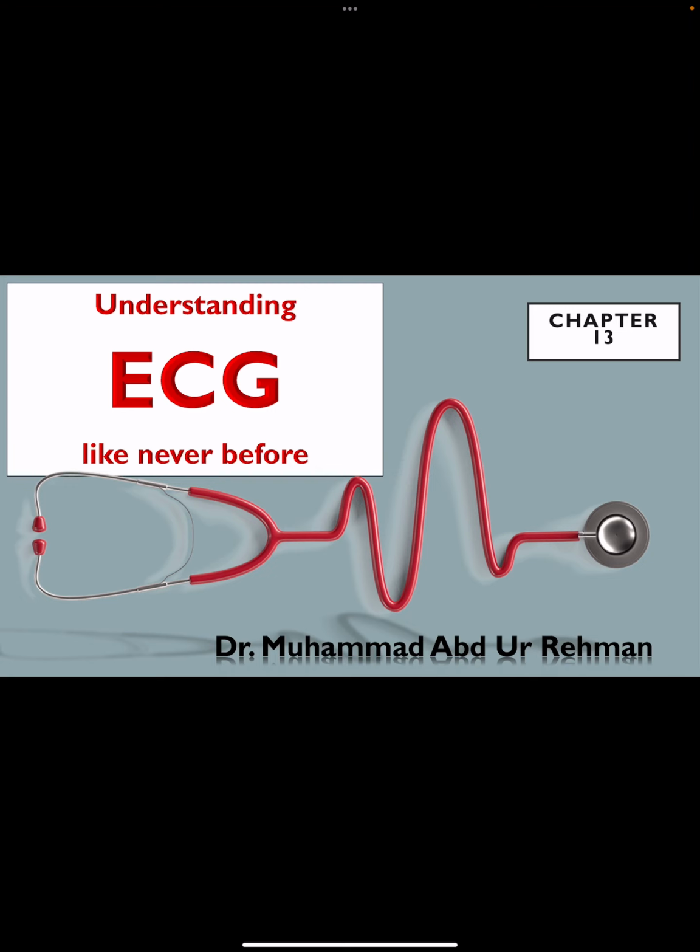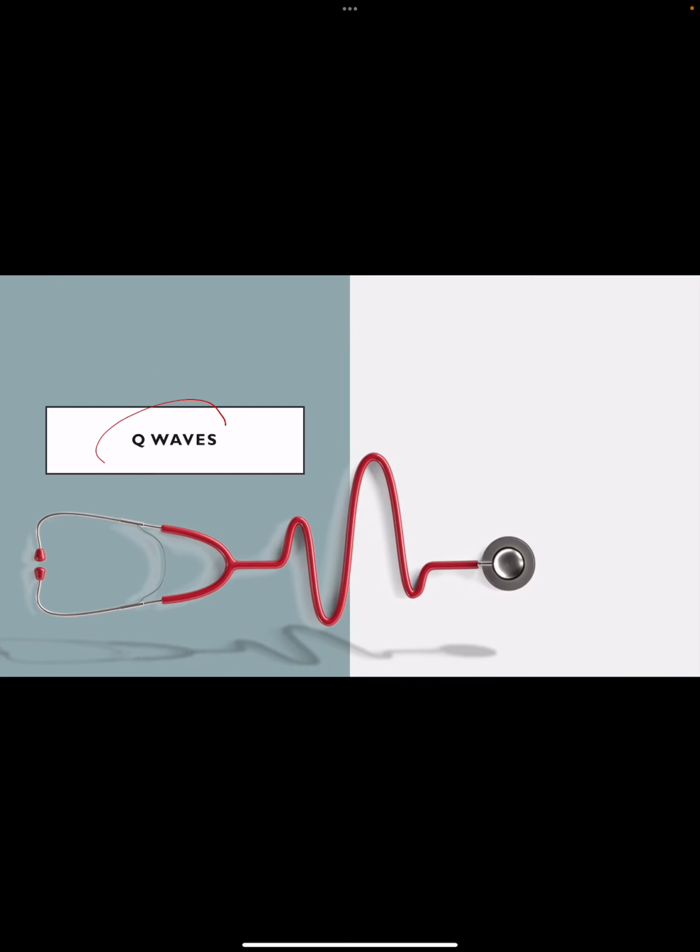In the previous videos, we have already discussed the P wave, different morphologies of P wave, atrial depolarization, short P wave, tall P wave, bifid P waves, and different abnormalities. After that, we discussed the PR interval. We have discussed different types of heart blocks and supraventricular tachycardias, AVRT, AVNRT, WPW syndrome, atrial fibrillation, like that. And now it is time to learn about Q waves.